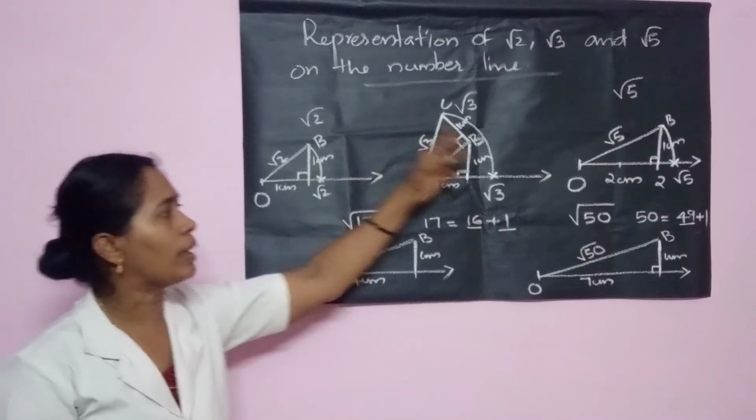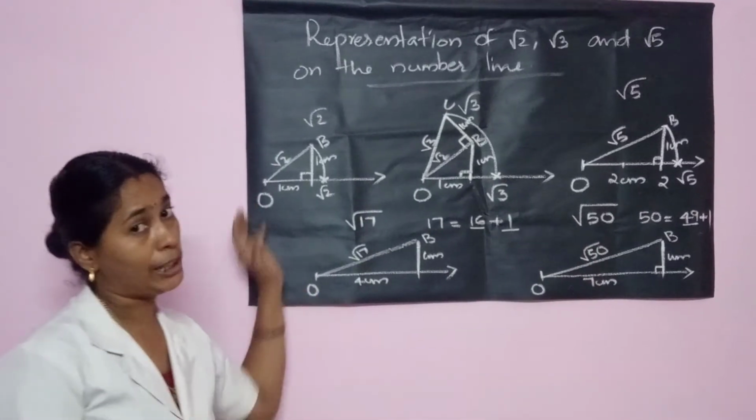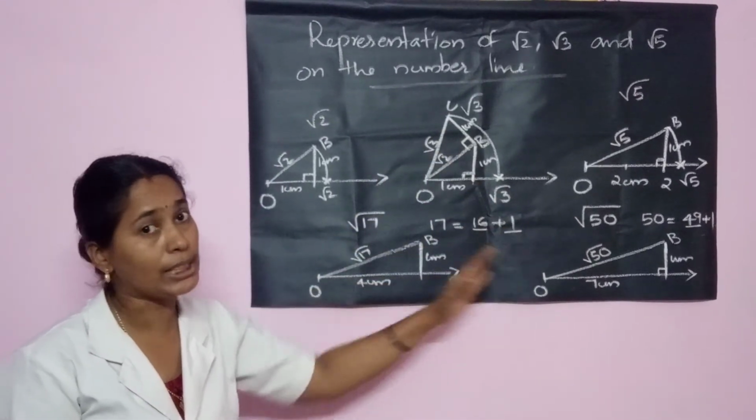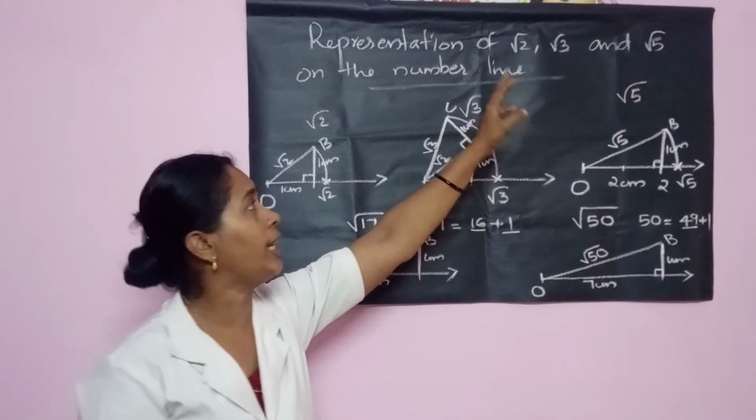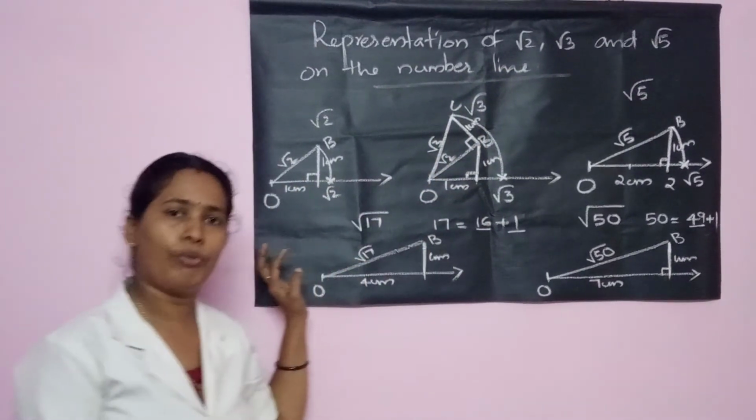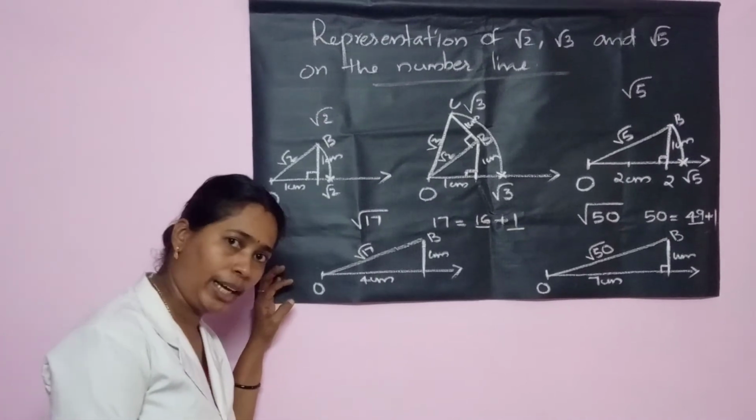These are the main representations. It can be expected for the examination also. This is very important. How to represent, especially these three, you have to study: root 2, root 3 and root 5. I think it's clear to you. Is it clear? Okay.